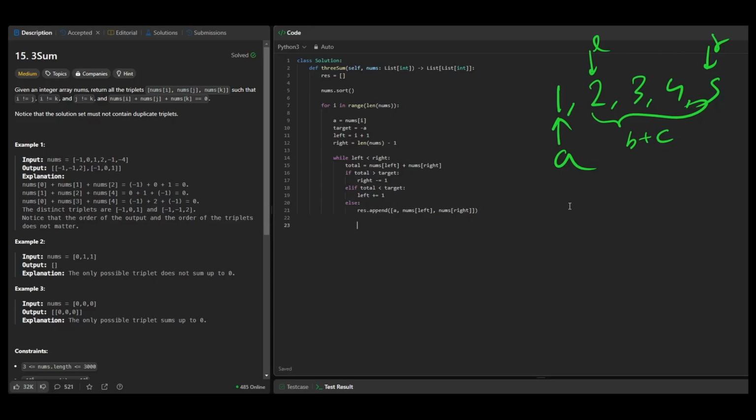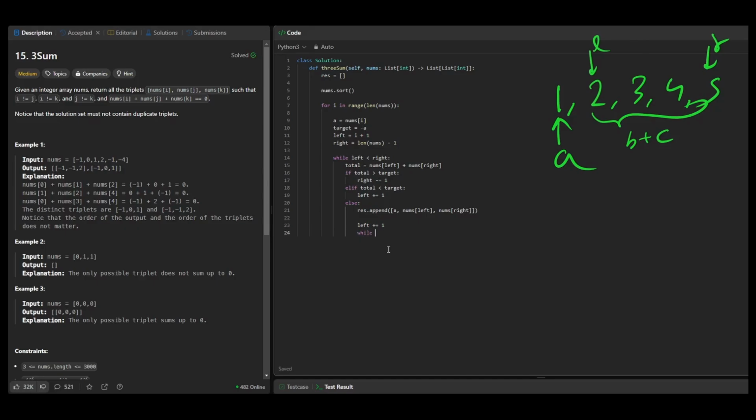let's find the next solution, which means move left to the right and move right to the left side. So left would move by 1 to the right side. It would increment. Now there is a possibility I'm looking at the same element. What if this was 2? I don't want to put left on the same element. I want the next unique element.